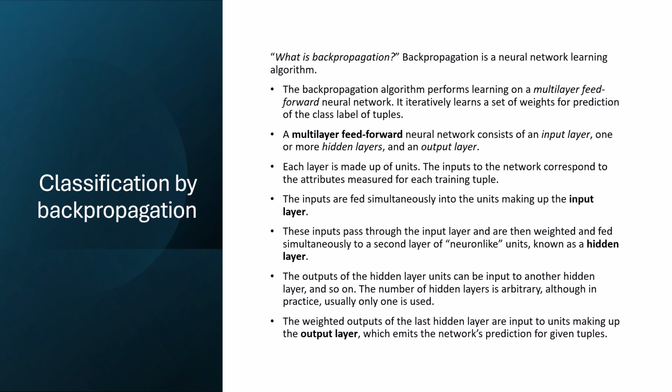The inputs to the network correspond to the attributes measured for each training tuple. The inputs are fed simultaneously into the units making up the input layer. These inputs pass through the input layer and are then weighted and fed simultaneously to a second layer of neuron-like units known as the hidden layer. The outputs of the hidden layer units can be input to another hidden layer, and so on. The number of hidden layers is arbitrary, and the weighted outputs of the last hidden layer are input to units making up the output layer, which emits the network's prediction for given tuples.